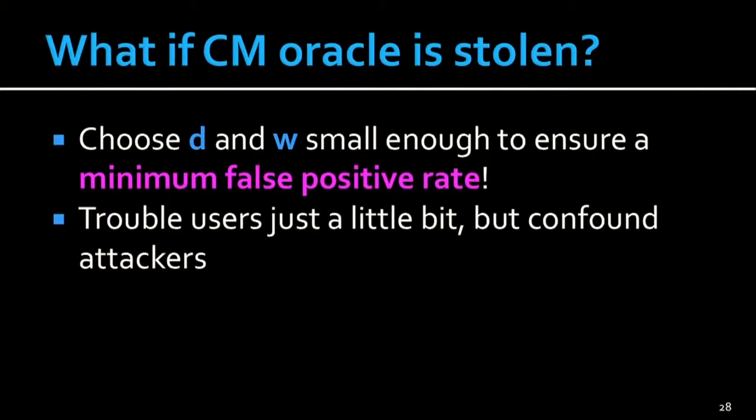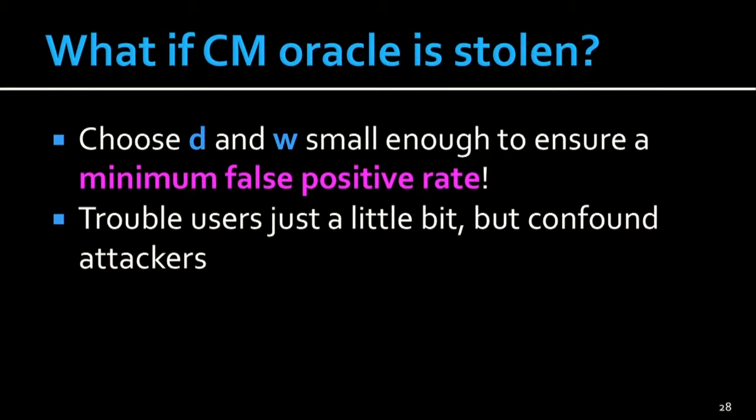So as a result, it's also pretty memory efficient. So let's see what happens if this oracle gets stolen. If this oracle gets stolen, well, we just saw that if you choose D and W large enough, then you can guarantee very, very small amounts of error. Well, the answer to this is, don't choose D and W that large. Choose them small enough. It's actually a pretty counterintuitive idea if you think about it.